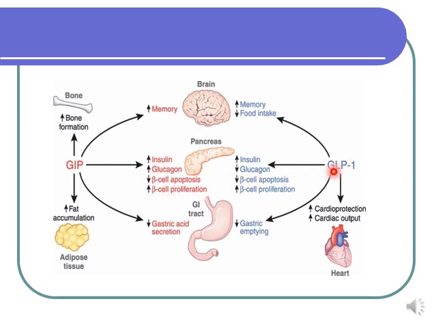Here it is a glucagon-like peptide, which increases the insulin whereas decreases the glucagon, and it decreases beta cell apoptosis and increases beta cell proliferation. So both of them have roles in the regulation of keeping normal blood glucose level.